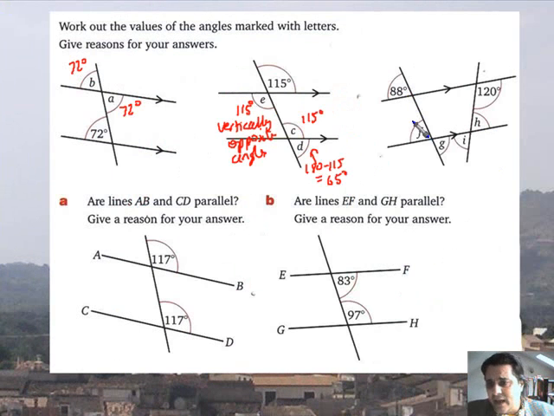Okay, F next. F is 88, corresponding angle. What's G going to be? That's also 88 because it is vertically opposite to angle F. G, H. Right, how do you do H?